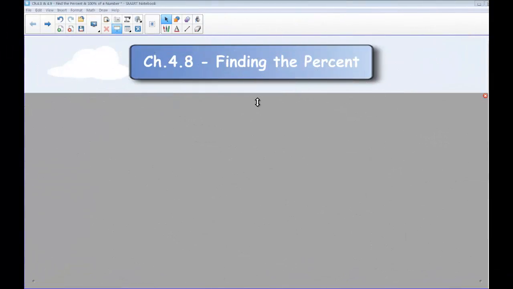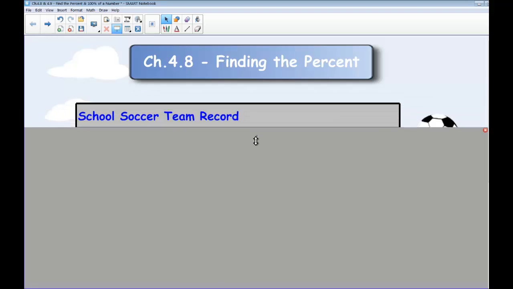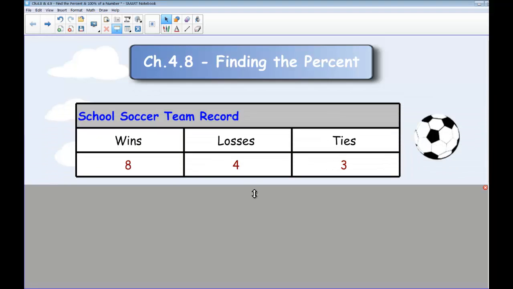Chapter 4.8, Finding the Percent, and Chapter 4.9, 100% of a number. So first of all, we're going to start off with an example here. I have a table here that shows the school soccer team's record. It shows that the team won 8 games, lost 4, and tied 3.